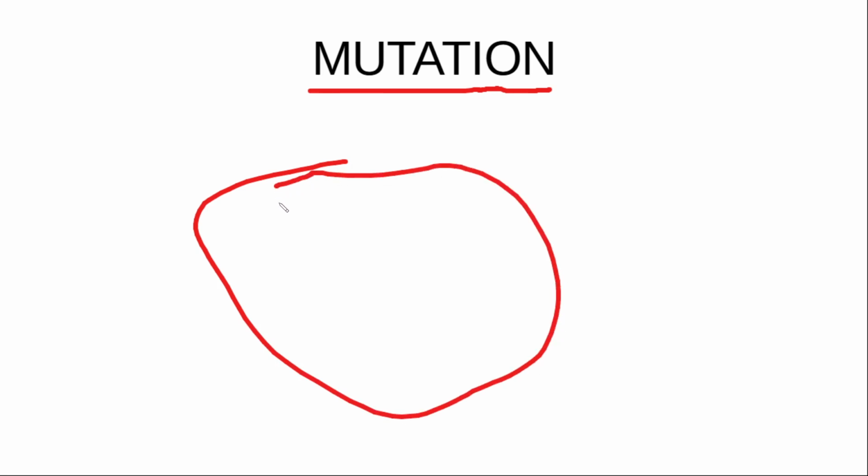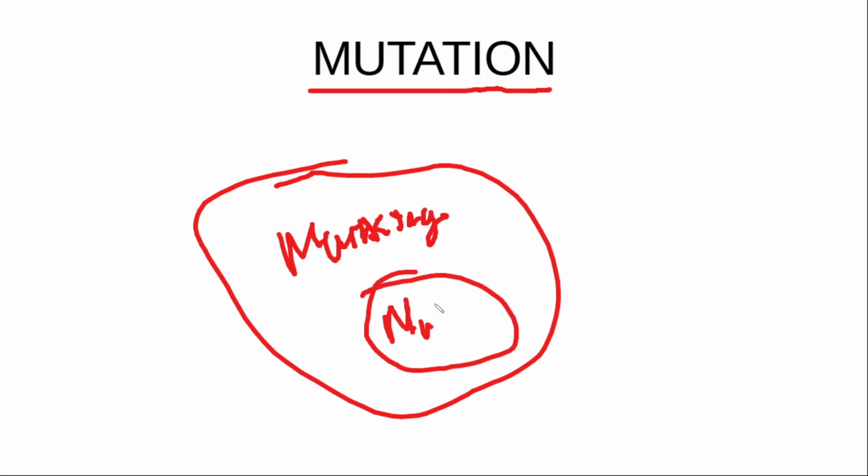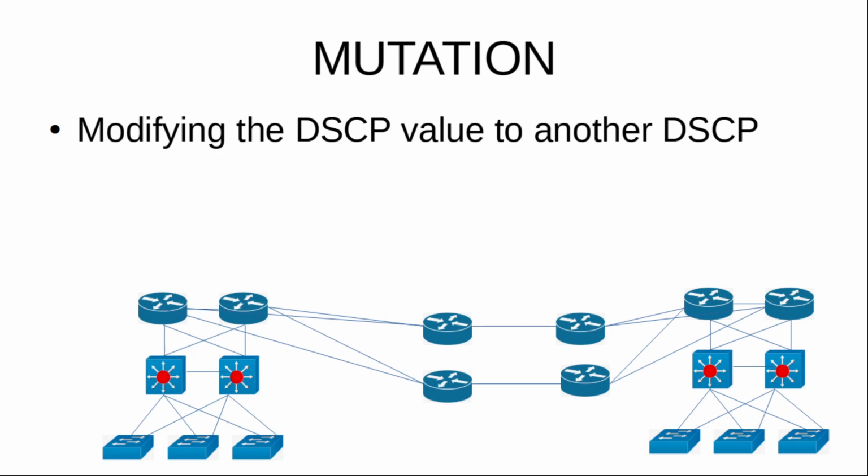Okay, let's talk about another quality of service component, which is known as mutation. Just remember that mutation is a particular case of marking. So we could say that the marking feature has mutation just as a specific case. The original idea behind mutation is that you will use it when connecting different quality of service domains to each other. So let's place an example here.